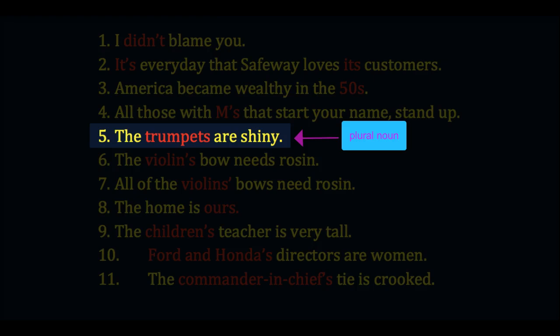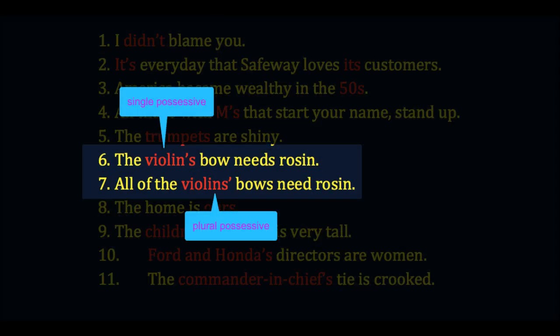Five, it's just a plural noun, trumpets, no apostrophe. Six, violin's bow, there's just one violin, it possesses the bow, so you want apostrophe S, as opposed to number seven, where it's a plural possession. All of the violins' bows need rosin. So it's plural, with the S at the end of violin, possessing the bows, so you need the apostrophe.